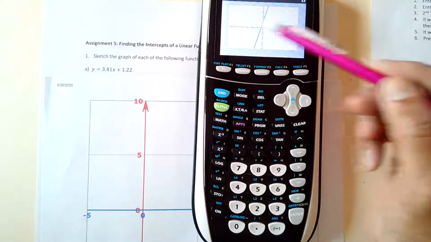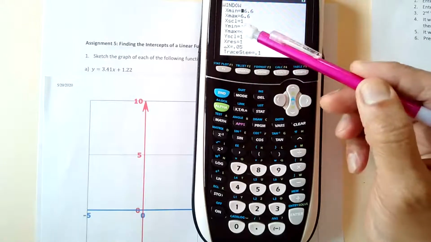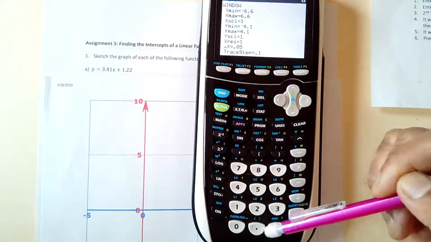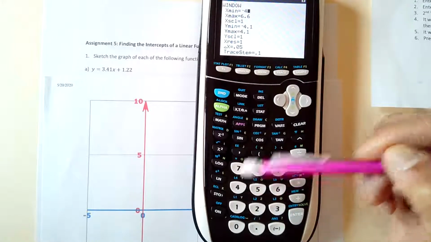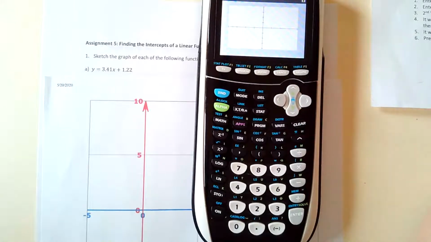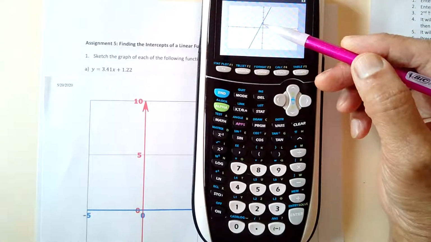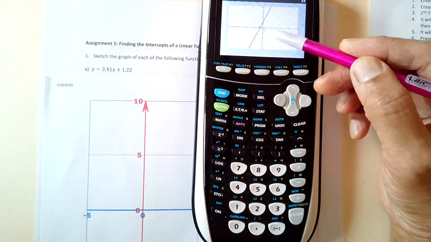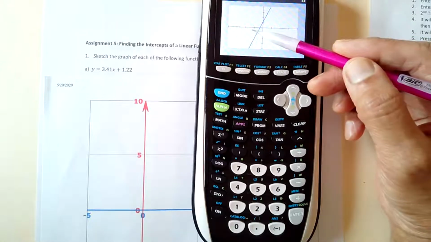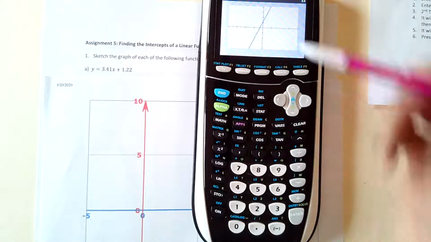If I wanted to adjust my window screen, I can always go back to window and change this to maybe negative 4 to positive 4. And notice you will see more details of your graph. So right now it looks like it's just above 1 as your y-intercept, and the x-intercept is between negative 1 and 0. So we don't know exactly what it is by looking at it.